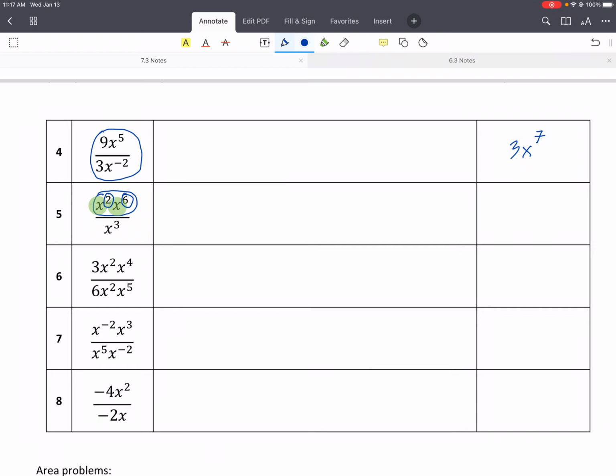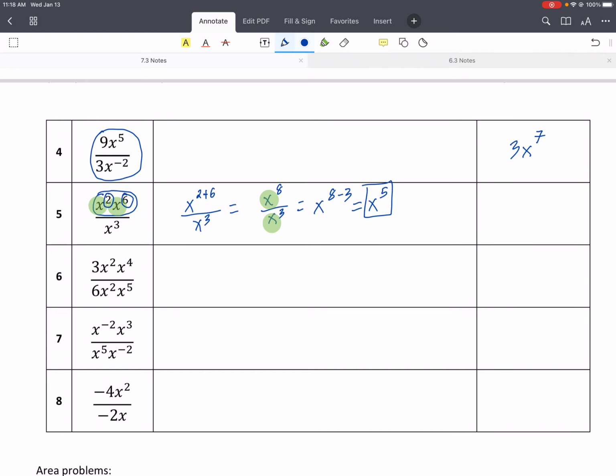We added them. So this technically becomes, oop, that's a weird start of the x. So we'd have x to the 2nd plus 6th over x to the 3rd. So that would give us x to the 8th over x to the 3rd. And again, we got our same bases. So this would be x to the 8th minus 3, which gives us x to the 5th. And that'd be our answer, x to the 5th.